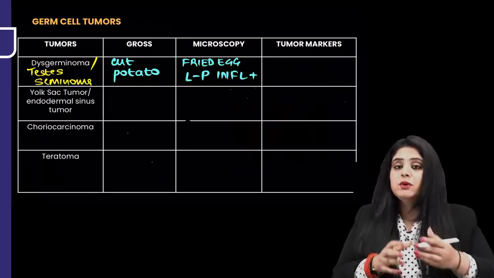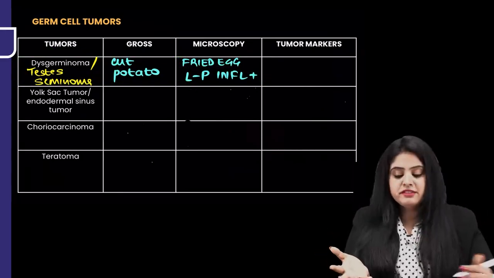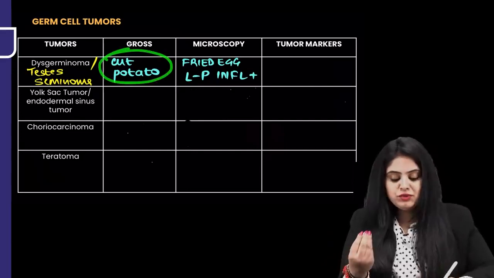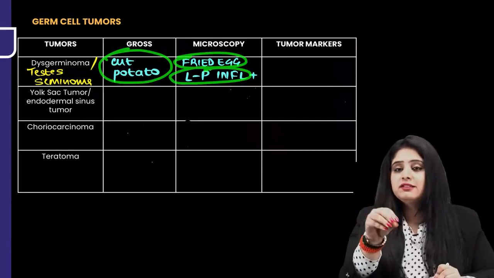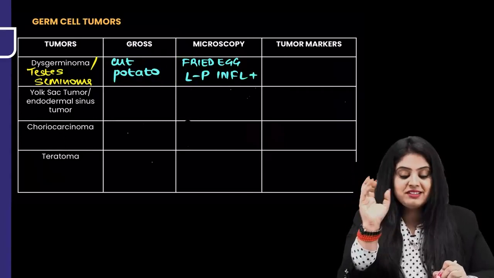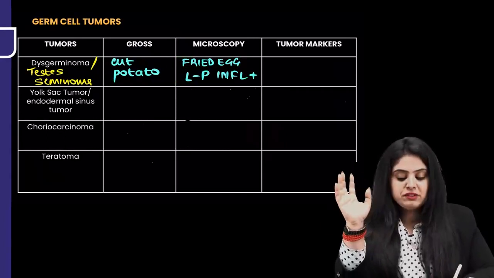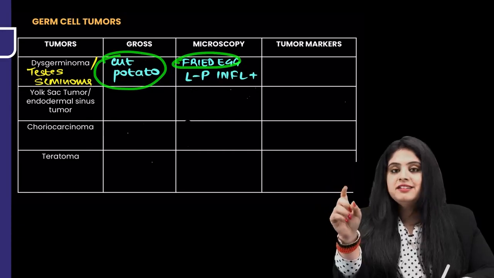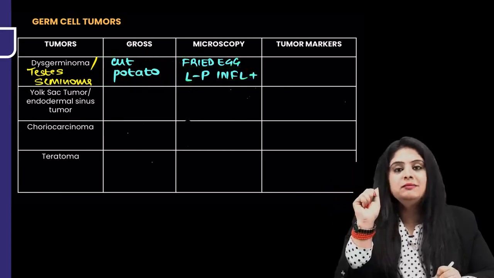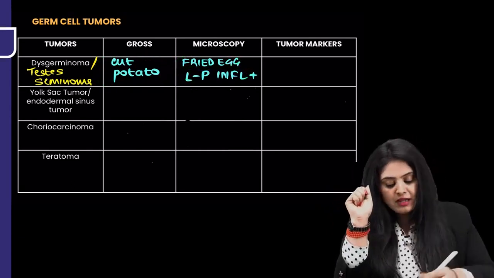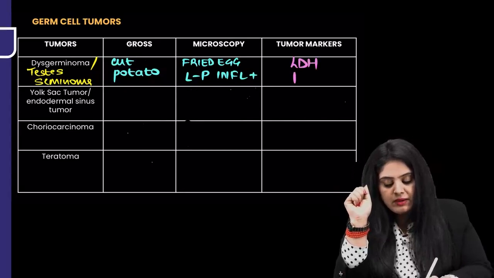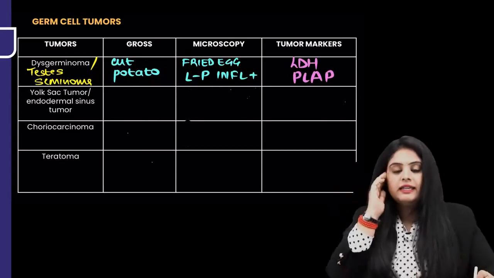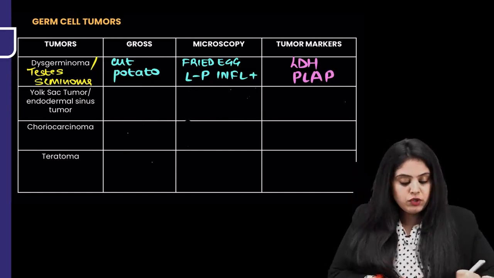So basically, I'm giving you a nice morning English breakfast. I'm giving you mashed potatoes with fried egg and sprinkled with a little salt. That is lymphocytes and plasma cells. A nice morning English breakfast. What are the tumor markers? Tumor markers are LDH and PLAP. Let's move on to the next one.